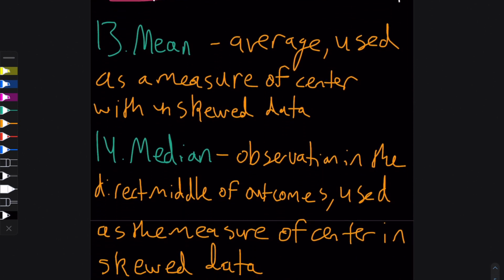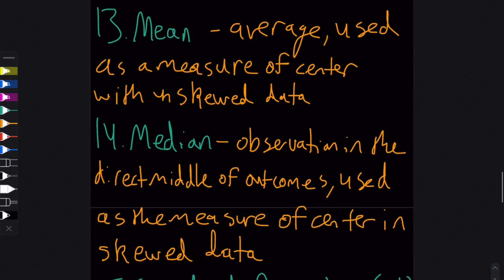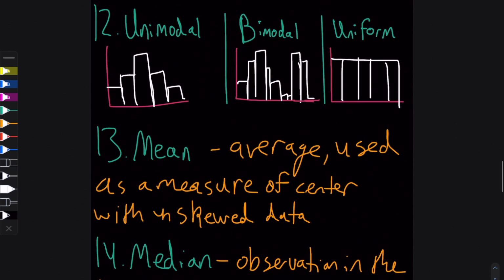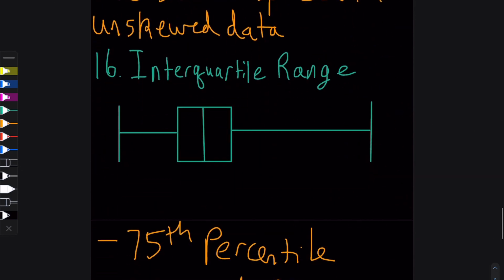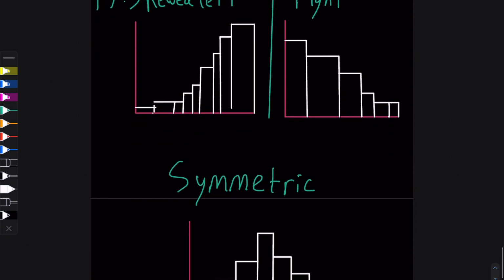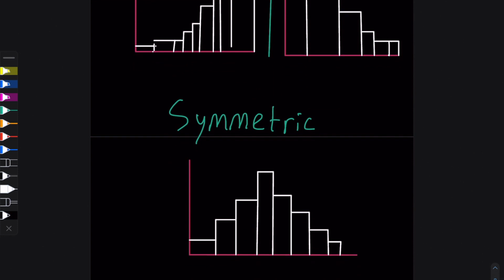And our next one would be the mean, and that's our average, and it's also called expected value, and it's used as a measure of center with unskewed data. And then we have our median, which is the observation in the direct middle of the outcomes, and that's how we measure the center in skewed data. So if we go down here and look at skewed data, this would be skewed to the left or skewed to the right, and we would use median to measure the center of that, and then we would use mean to measure the center of this symmetric data.